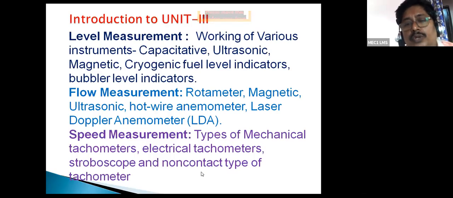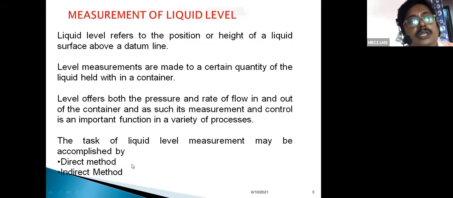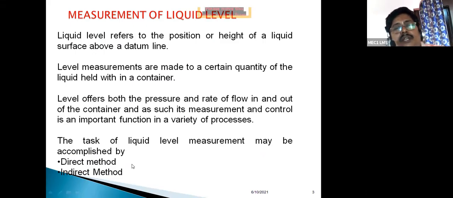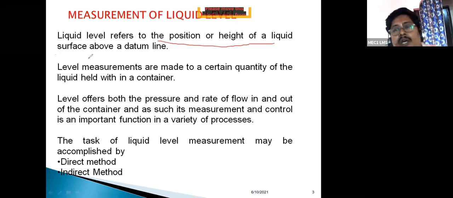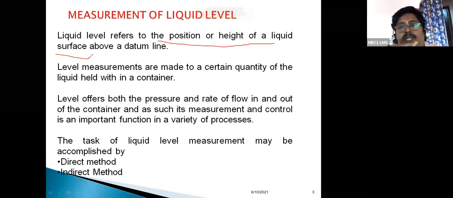Now we'll go for measurement of liquid level. Here, the liquid level refers to the position or height of a liquid surface above a datum line, or otherwise with respect to the baseline. So, what we discussed earlier about this, it refers to the position or the height of the liquid surface with reference to the base, that is, above the datum line.